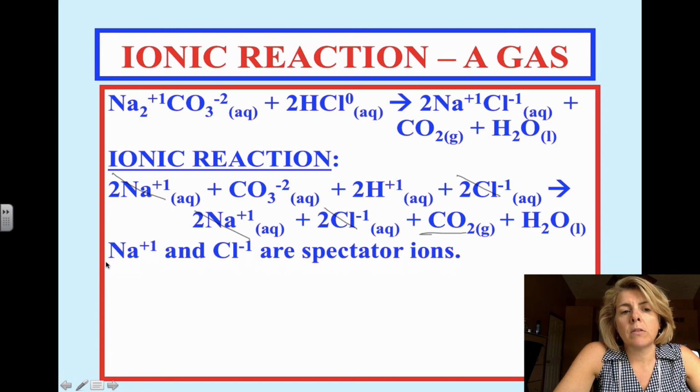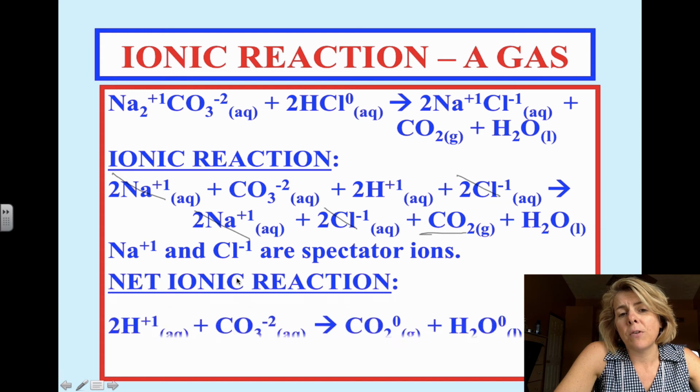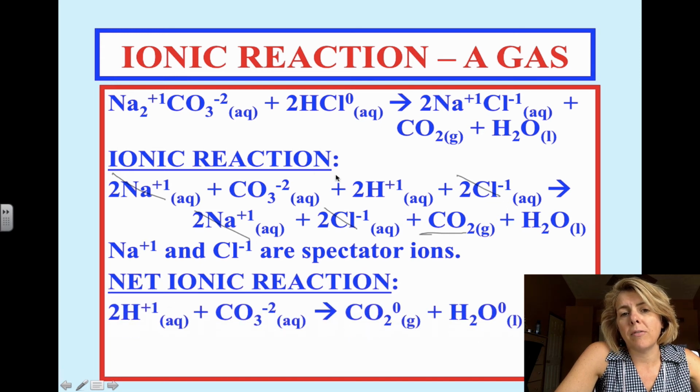So notice that sodium and chlorine are considered spectator ions. Therefore, the net reaction is what's left. So we have two hydrogen ions plus CO3 2- gives us carbon dioxide and water.